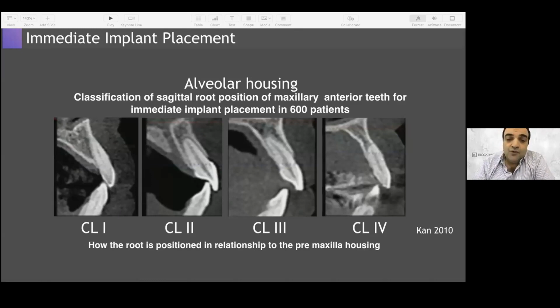palatal bone. In class 2, we have to check if we have 3 to 4 millimeters above the apex of the root for our immediate implant, our immediate stability. In class 4, because the buccal palatal dimension of our root is almost the same as the dimension of our ridge, here it's a little bit difficult to have immediate stability. So in most of the cases, when we have class 4, it's difficult to do immediate implant placement.